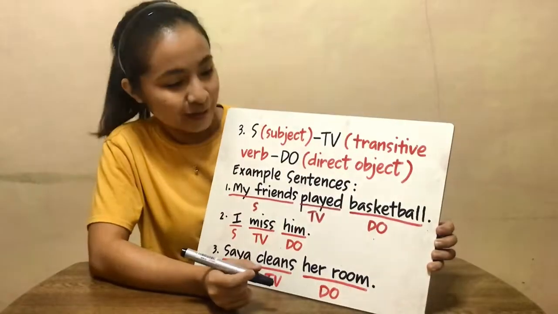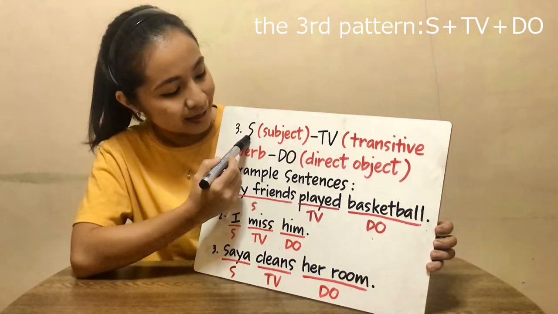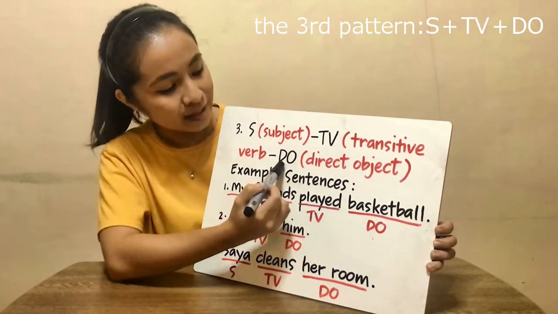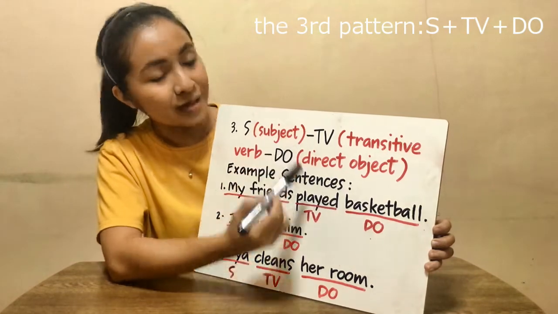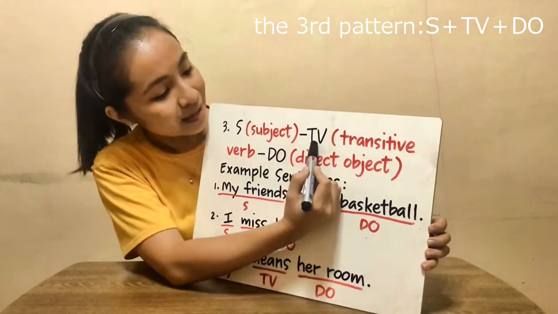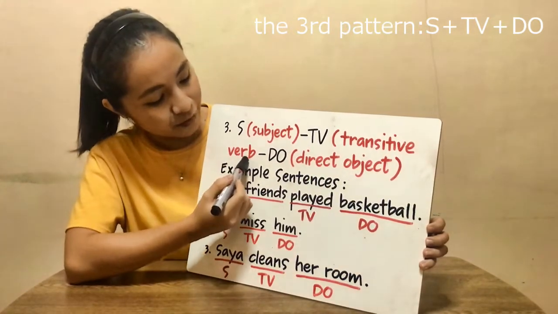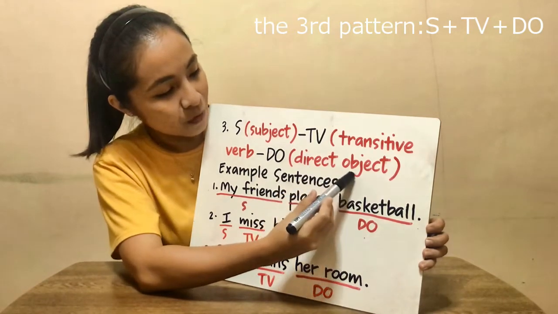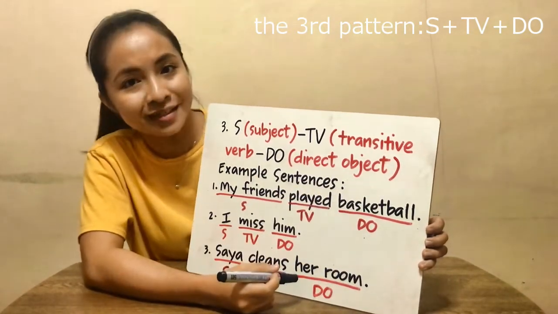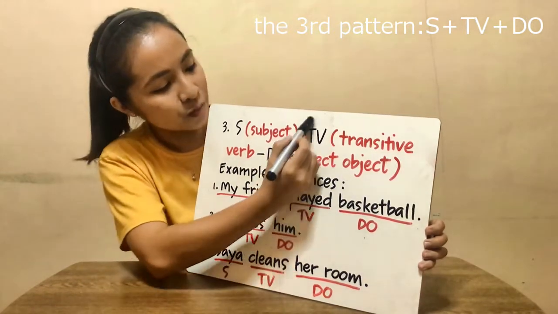Okay, so the sentence pattern number 4 is S+TV+DO. S stands for subject, TV stands for transitive verb, and DO stands for direct object. So I will explain these two parts.